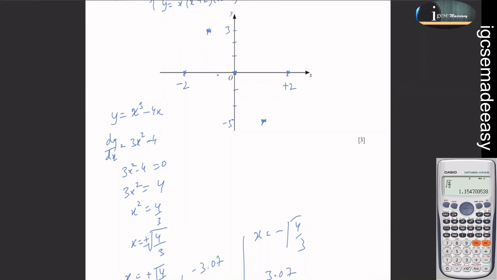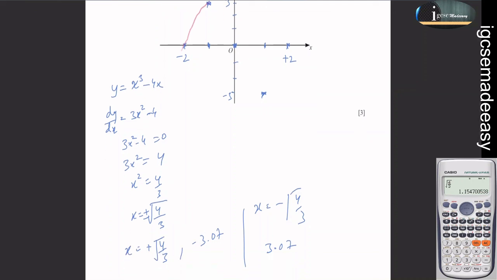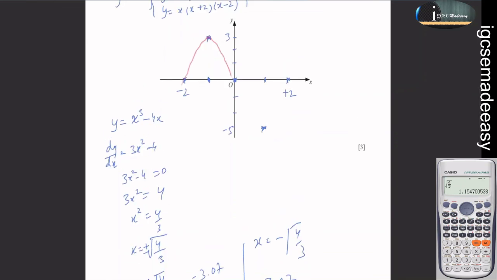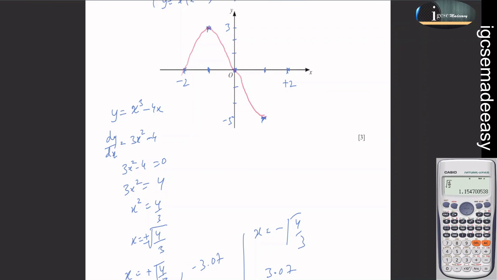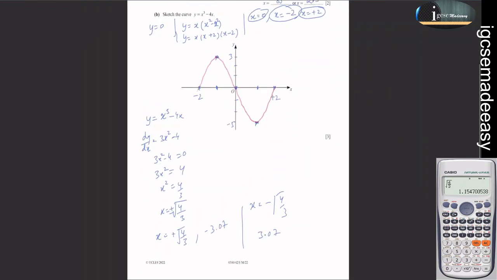So this is the point 1, this is 1, right? 1.154, somewhere nearby that. So it means that the curve cuts minus 2, takes the maximum turn at plus 3.07, it comes to 0, then it comes to the minimum turning point, that is minus 3.07. You have to draw it a little smooth, okay? I'm not able to draw it well. It should be a smooth curve like that, minus 3.07, and it cuts back at plus 2. This is how you have to draw the curve.